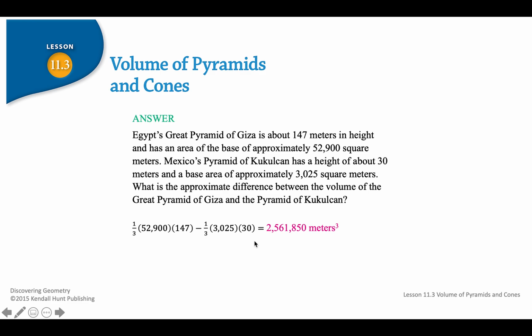So when you multiply this out, and you do the subtraction, you get about, and this is just an estimate because these things aren't exactly pyramids, they're just very close to the shape of a pyramid, 2,561,850 meters cubed.